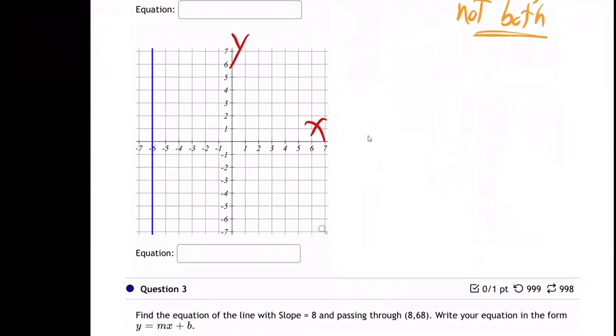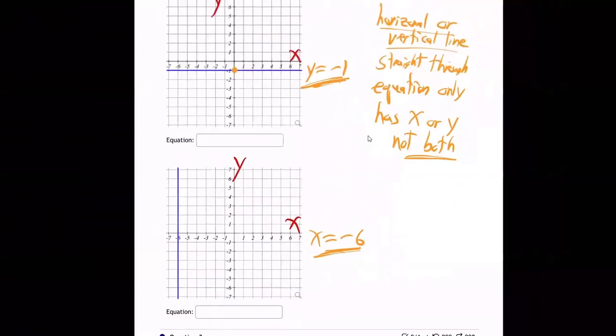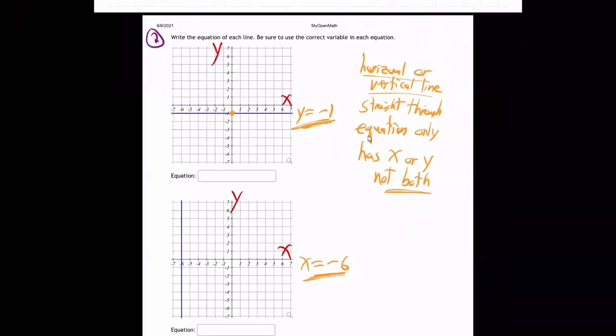Okay, and now the next one, this line right there goes through what? It goes through the x-axis, doesn't it? At -6. So guess what its equation is? x equals -6 only, because it only goes through the x-axis. It never touches the y-axis, whereas the first one only goes through the y-axis and never touches the x-axis. y is -1. And so there we go.